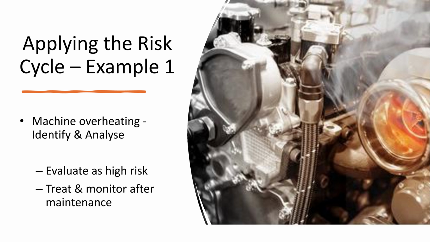Example 1. Machine breakdown. 1. Identify. The molding machine overheats during peak hours. 2. Analysis. Cause linked to insufficient cooling, likelihood high, impact critical. 3. Evaluate. Ranked as high risk, including safety and downtime. 4. Treat. Implement maintenance, upgrade cooling fans, and retrain operator. And lastly, monitor. Weekly checks plus production data review.